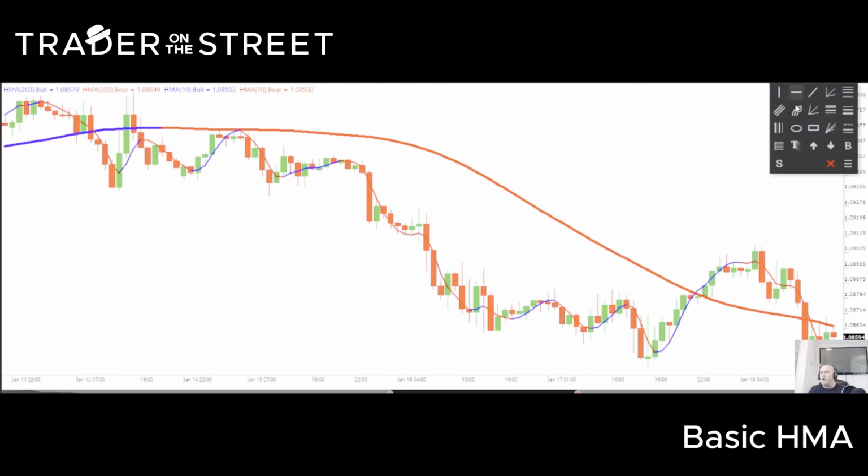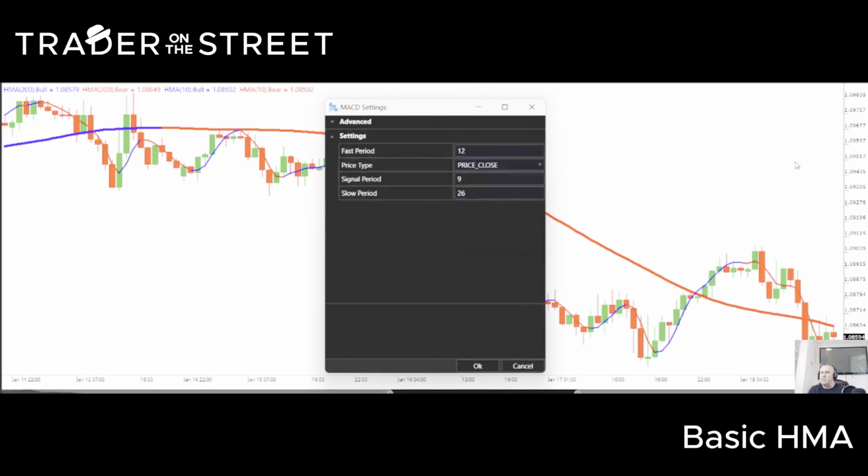And now the other one that we're going to look at is the MACD. So we'll go to MACD. We use the histogram. So we're going to just double this. We're going to take 12, make it 24, 9, make it 18, and 26, make it 52.